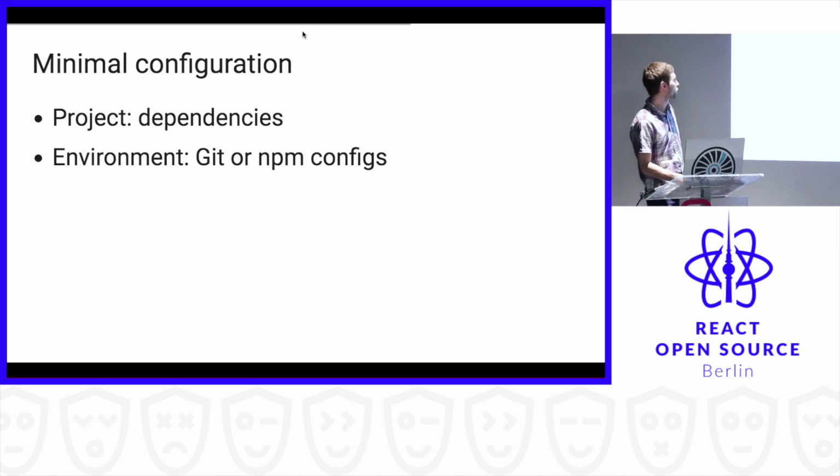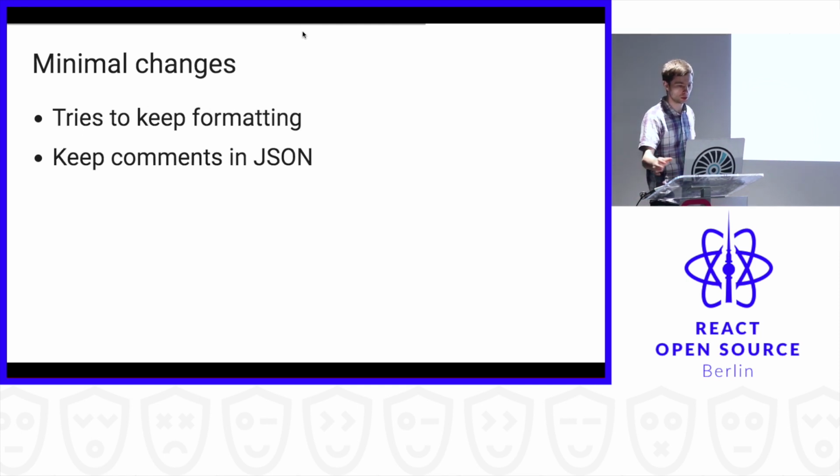MRM has minimal configuration, as I described before. It will try to infer as much configuration as possible from either your project or your environment. It also tries to keep changes minimal. It will try to keep file formatting. It will try to keep comments in JSON, things like that. So you will not see huge diffs if you update something. It will not break your spaces, will not replace them with tabs like template-based tools would most likely do.